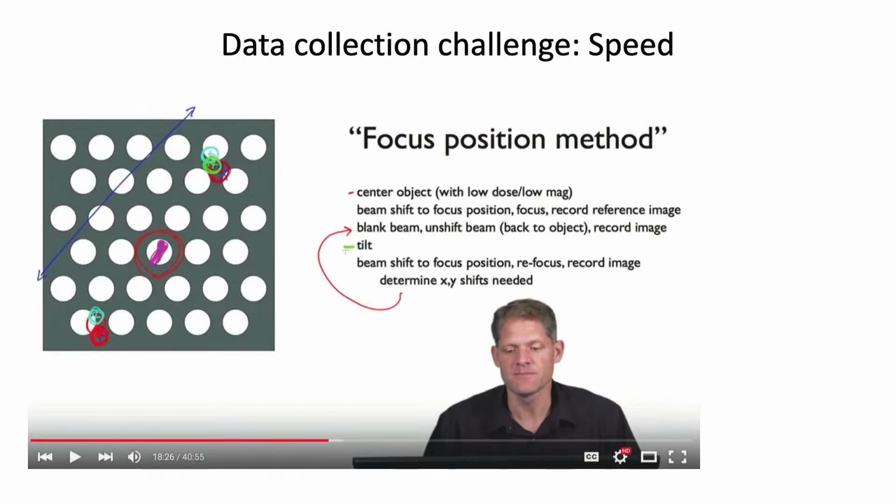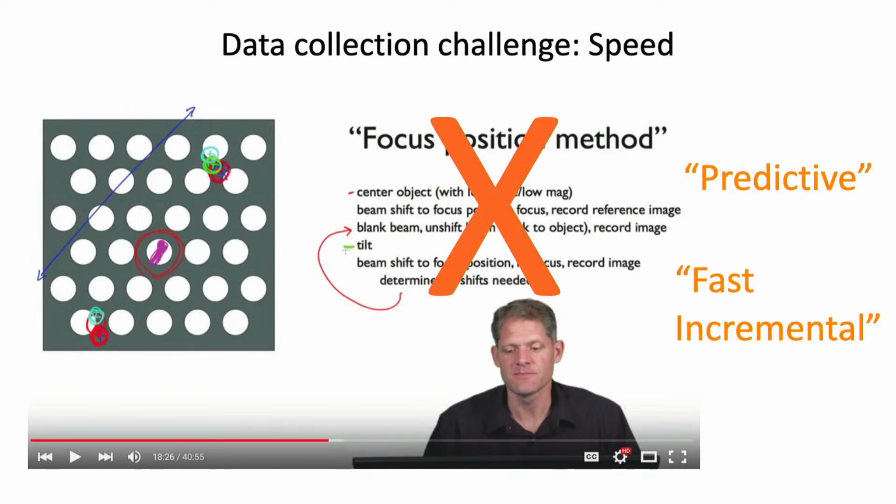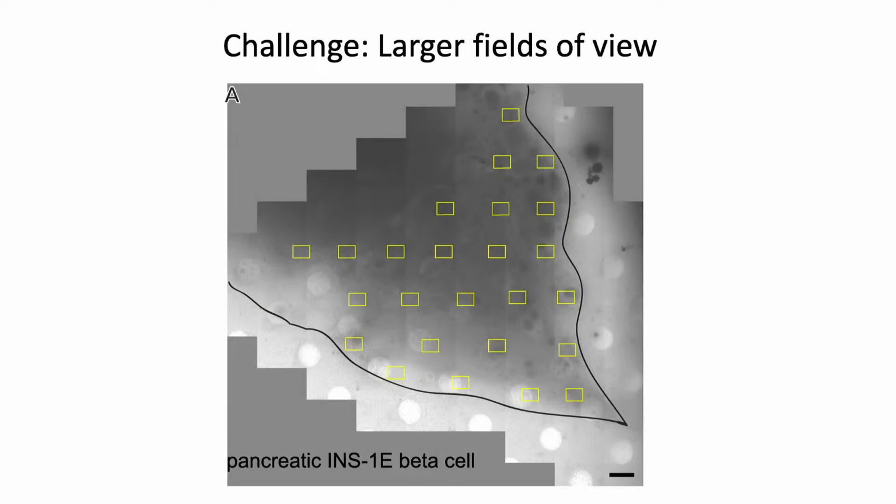Another data collection challenge is just the speed of getting tilt series. It's slow compared to single particle reconstruction. This is a historical point of how it used to be really slow, and we've been able to increase the speed using the fast incremental single exposure methods, etc. You can learn about those if you want. Another way we need to increase the speed is by getting larger fields of view.